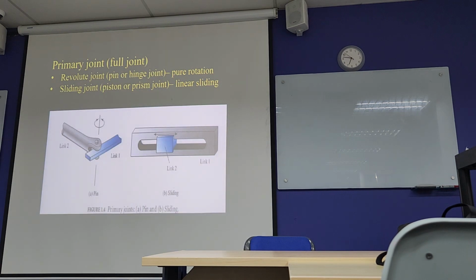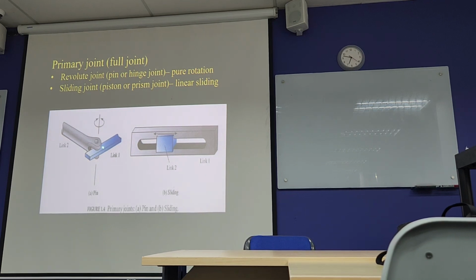Alright. So then when we talk about joints, these are the important things. We can define a joint as a full joint or a half joint. A full joint, or pin joint, can give pure rotation. And you have a sliding joint. This is the sliding joint, so it can provide motion also. Here the full joint can provide rotation, which is pure rotation, and the sliding joint provides pure translation, or linear motion.